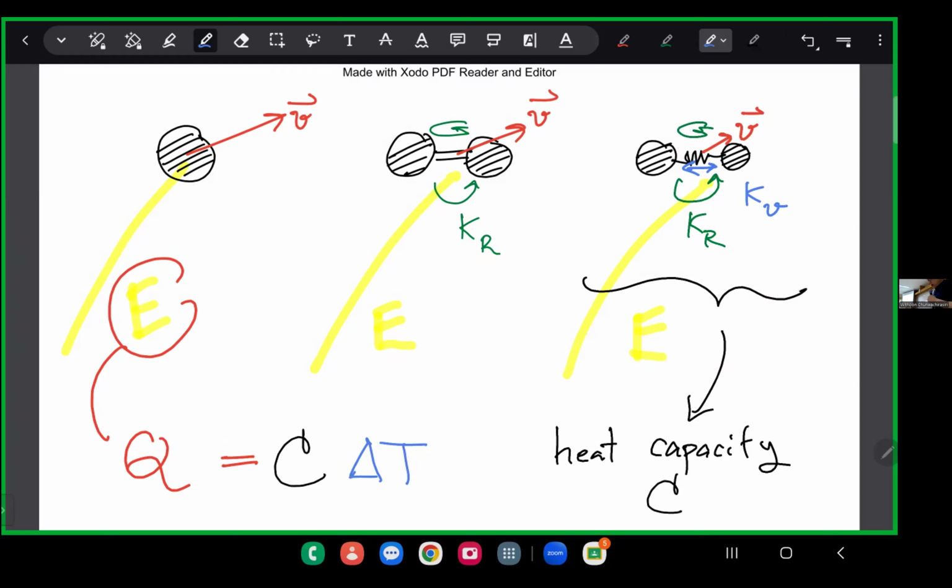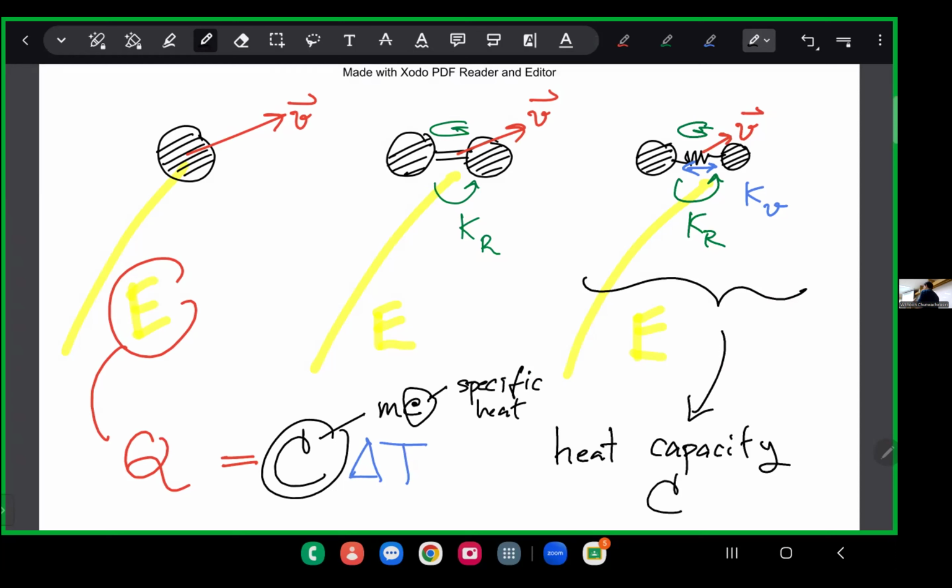Okay, cool. But then we're not going to do this all the time. If you do this C all the time, every system will have its own C. It's going to be a lot of work to do. I'm going to transfer this into mass times little c. This one we call specific heat. It's just heat capacity per kilogram.